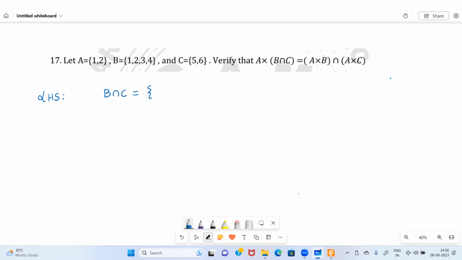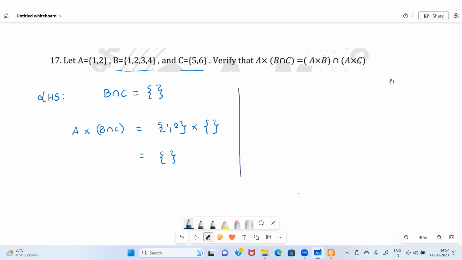Just observe, students. B and C, do we have any element which is common? No. So B intersection C is nothing but a null set. Got it? So A cross (B intersection C), where A is {1, 2}, you're doing the Cartesian product with a null set. So what's going to be the answer, students? It's yet another null set.